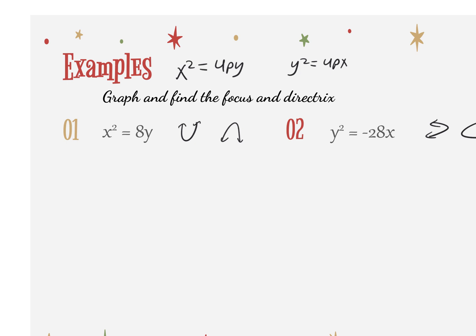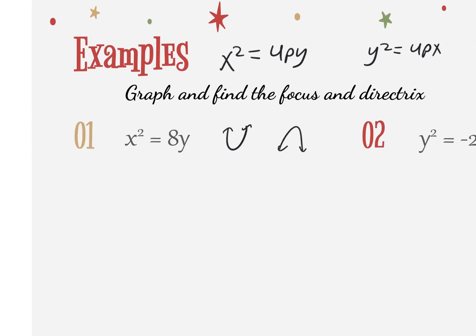We do have it in this form, right? If x squared equals 8y is in standard form, then we can see that this 8 and this 4p match. Everything else doesn't match in this problem. So what we're going to do is take this 8 and set it equal to 4p, in order to find our p value.